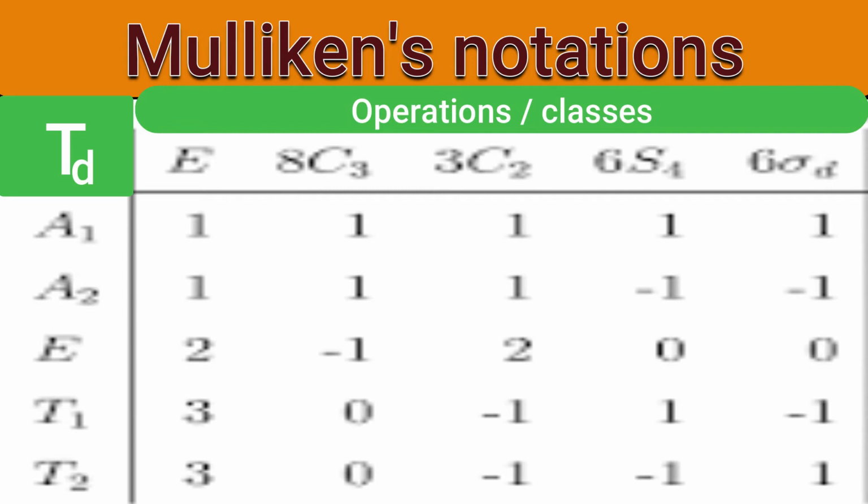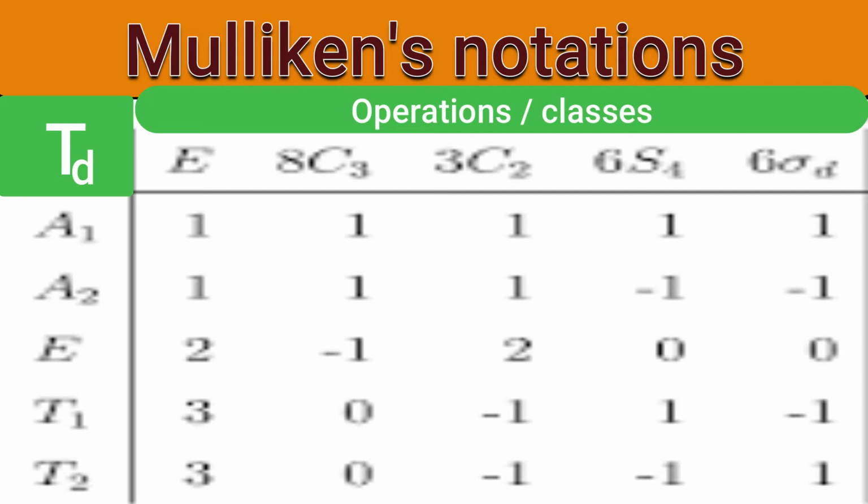After C2, S4 is there and S4 can distinguish, because the first representation is symmetric for S4, therefore A1, and the second representation is antisymmetric, therefore A2. Now see the third irreducible representation. Dimension is 2 and it is only 1, so simply E is sufficient.